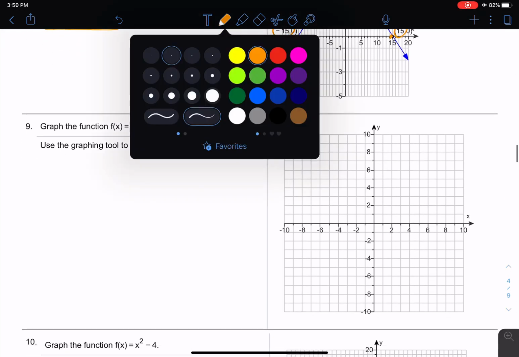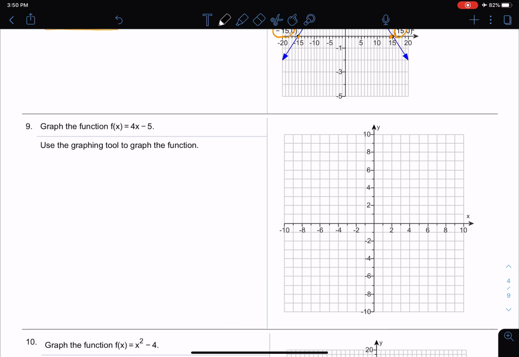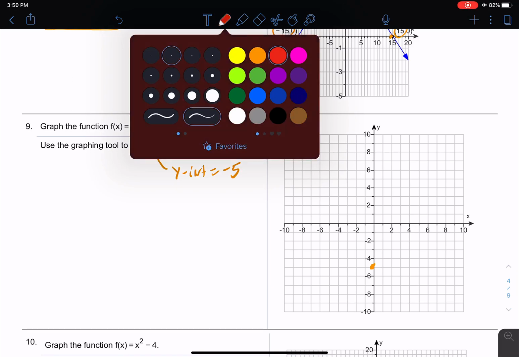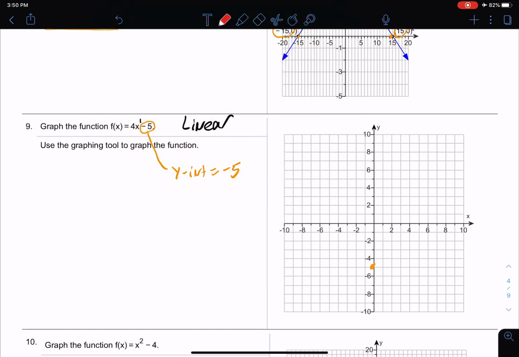Next problem is to graph this function. Well, x is to the first power. This is a linear function. Linear functions just make lines, and we love that because that means that this is the y-intercept. Y-intercept is just negative 5. So my starting point is down here at negative 5. And my slope is 4. And I like to write slopes as fractions because it tells me how to step it: up 4 and right 1. So from this starting point, I go up 1, 2, 3, 4 and right 1. That's all I really need.